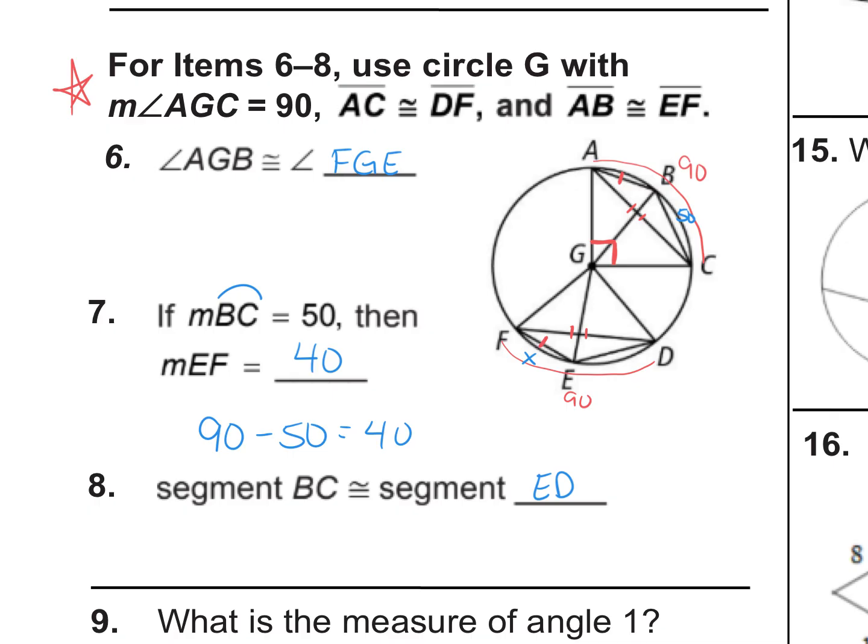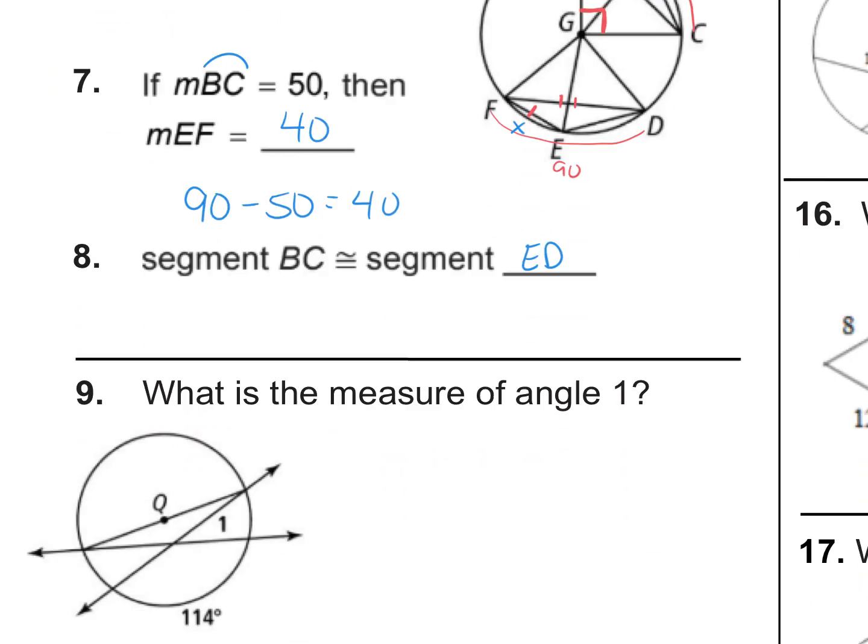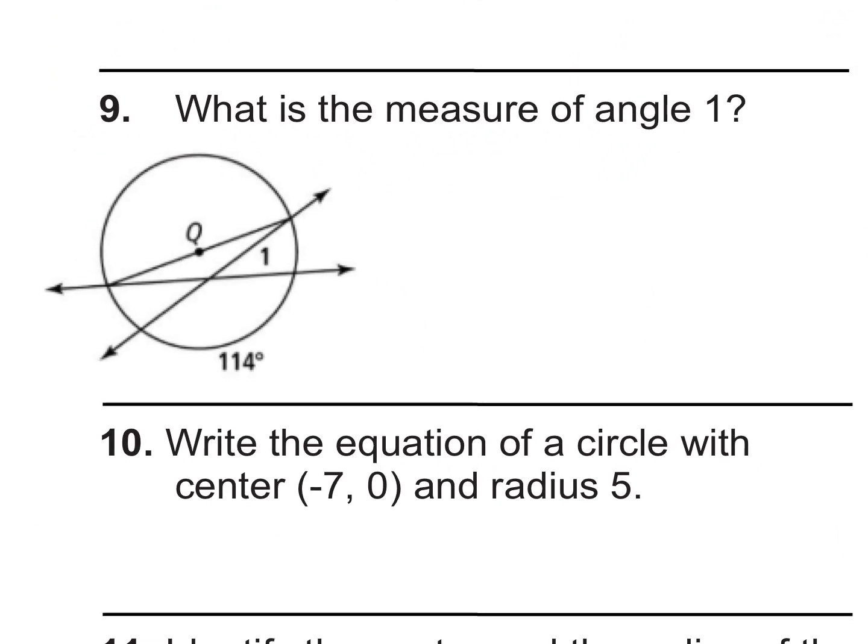Wait, but in the directions it says AB is congruent to EF, so wouldn't that mean E and F are the same? So shouldn't E be first? Okay, never mind. All right, on this one, there are two different ways you can solve this.